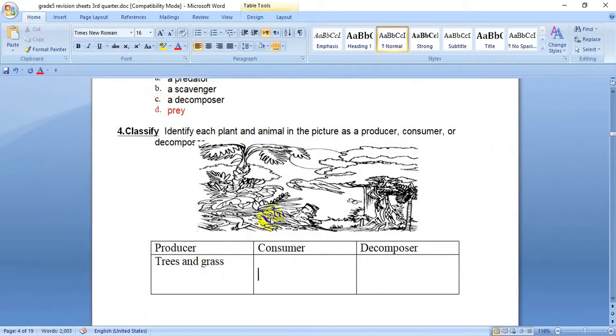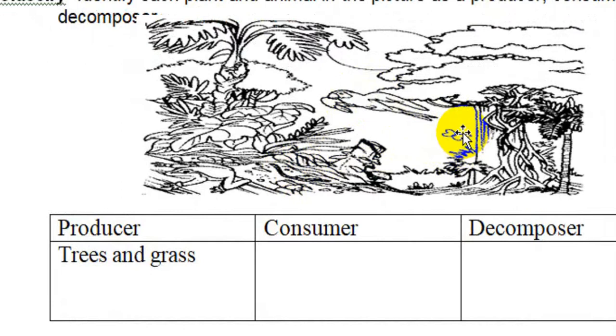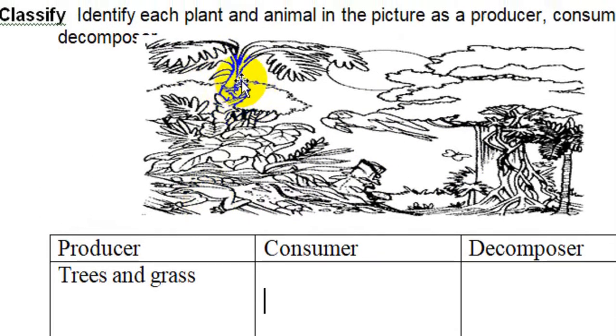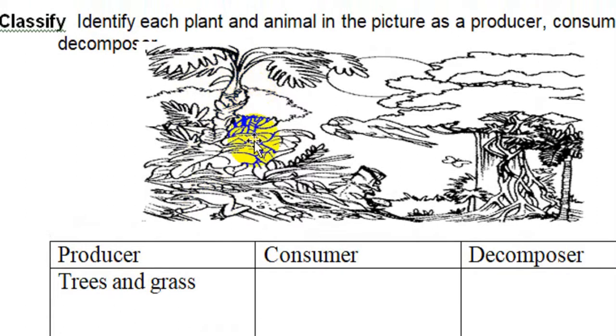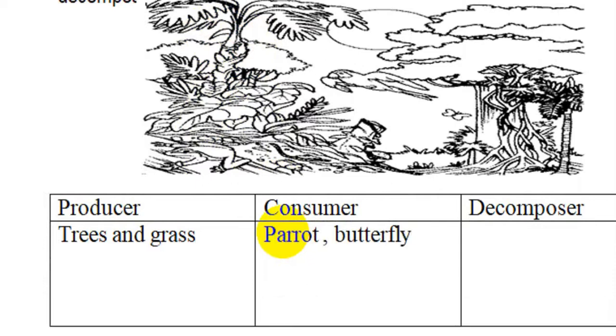Which kind of organisms here are consumers? Like here we have the parrot. It feeds on bugs, and it can eat seeds and plants. A butterfly is a consumer also. It takes nectar from flowers. We have a frog too. The frog is a consumer because it eats bugs. And we have a monkey here. Can you see the monkey on the tree? This monkey also is a consumer. So we will write here parrot and butterfly. What else? Monkey. I said the monkey on the tree. And also the frog. All of them are consumers.